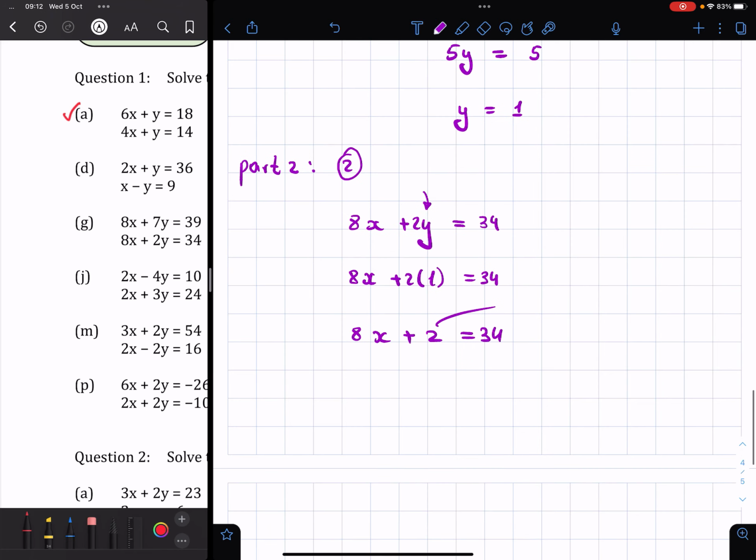I need to move 2 to the other side. That gives us 8x equals what? 34 minus 2, 32. And then x is what? 4. x is going to be 4, as you just divide 32 by 8.